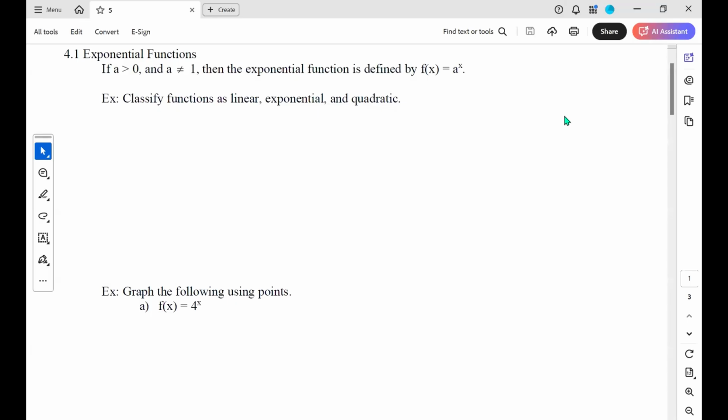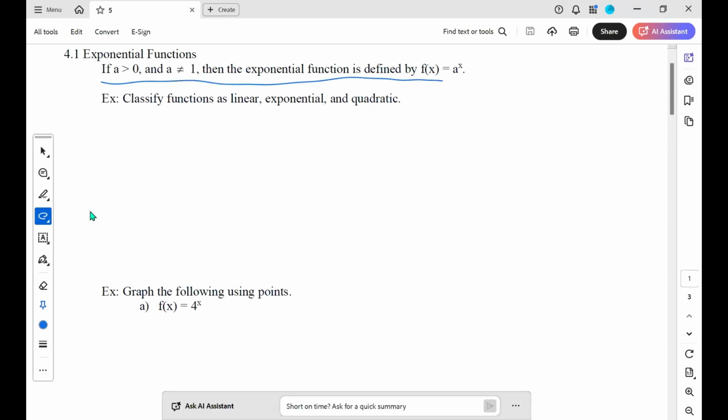Okay, today we're going to do 4.1 and 4.2, which is exponential functions and their applications. And so an exponential function, this is the definition for that. So a is greater than 0, a is not equal to 1. It's defined by f of x equals a to the x. So the x is your exponent. That's what makes it an exponential function.